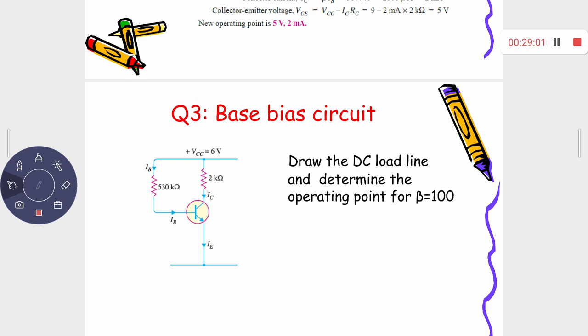Because if it is 0.7, actually this particular combination of this RB and the VCC drives you to take VBE equal to 0.7, because then your IB is in the range of 100, not 10 microampere, 100 microampere. 6 volt minus 0.7, that is 10 micro. Beta is equal to 100, so 1 milliampere. 1 milliampere and drop is 6 minus 2, 4 volt. 4 volt drop across this VC.